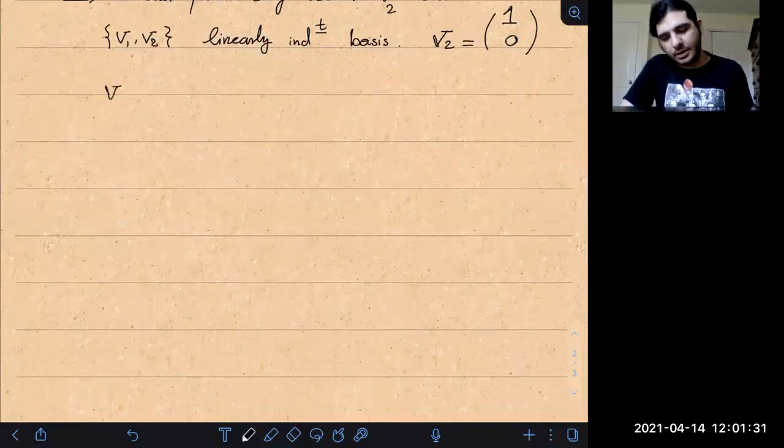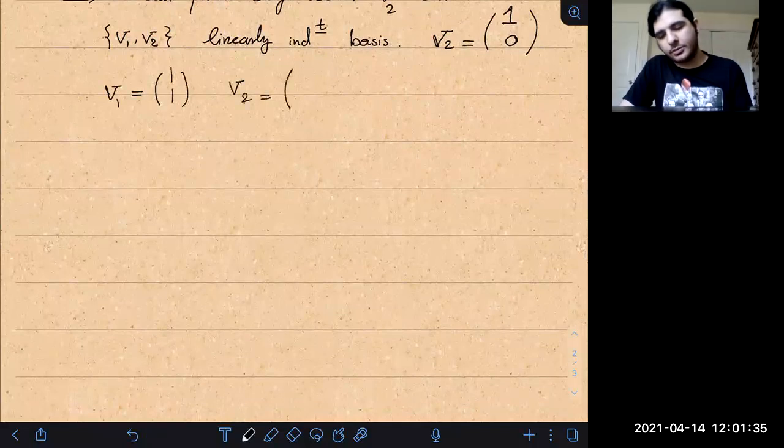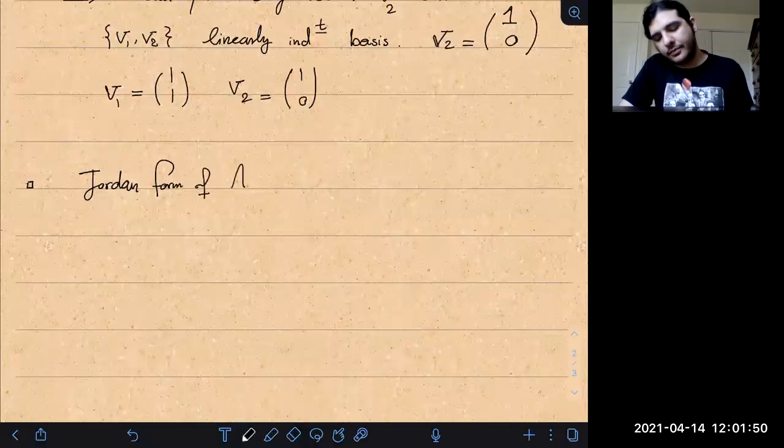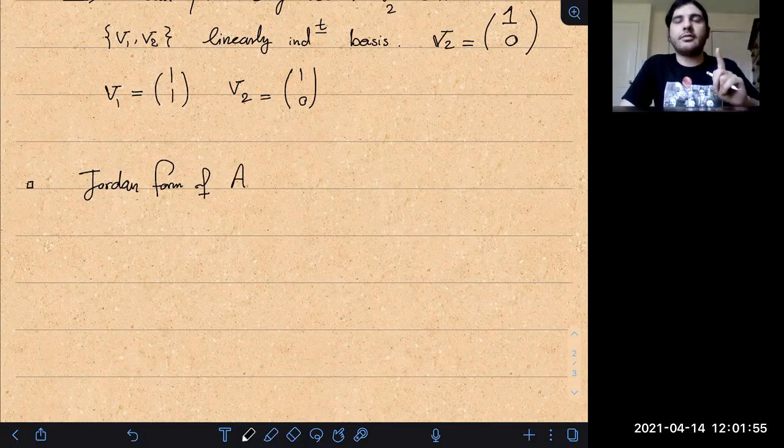So v1 is equal to (1, 1), and v2 is equal to (1, 0). Now it's a good time to write down the Jordan form of the matrix A. Because the matrix A has just one eigenvalue, the eigenvalue is 2, and the multiplicity is also 2. There are only 2 options for the Jordan form.